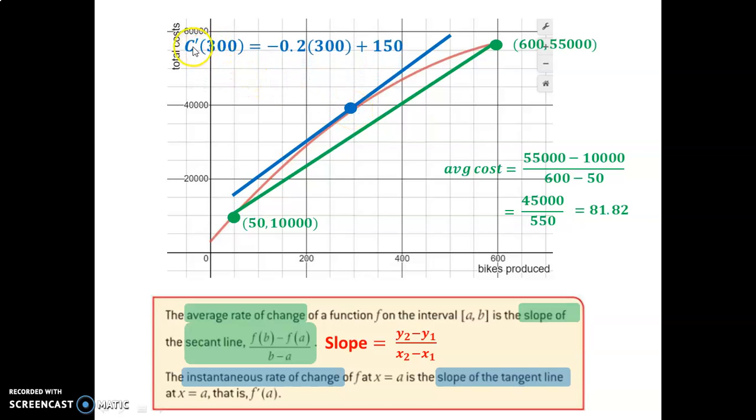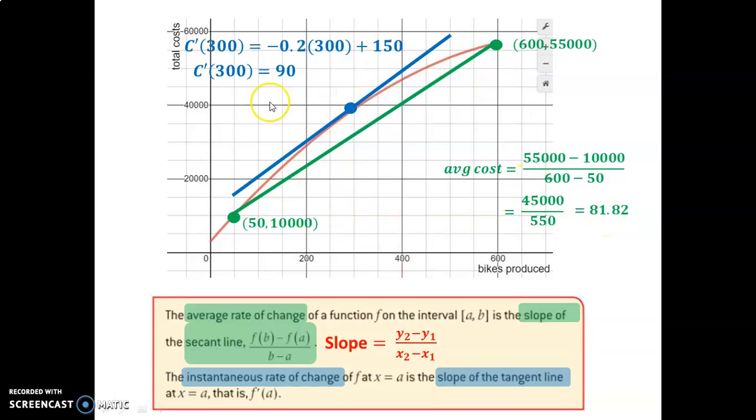So there's our cost function derivative with 300 put into it, because that's 300 here. And when you solve that, you get 90. So the marginal cost at 300 units is 90. And notice that 90 is bigger than our average. And the reason is we're right in the middle here. The average takes into account the steep slopes over here and the less steep slopes here, so it ends up being less than this 90. This 90 is kind of in the middle, so you can tell it's bigger than the 81 average we found.